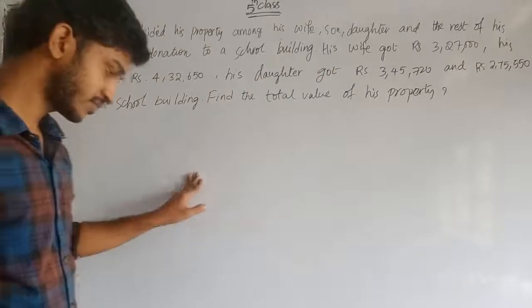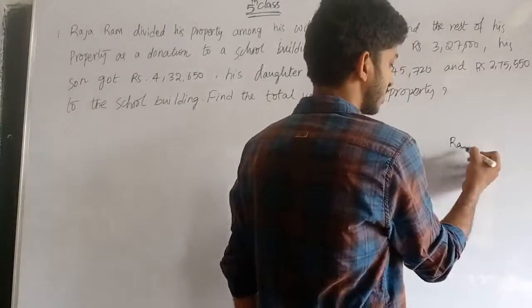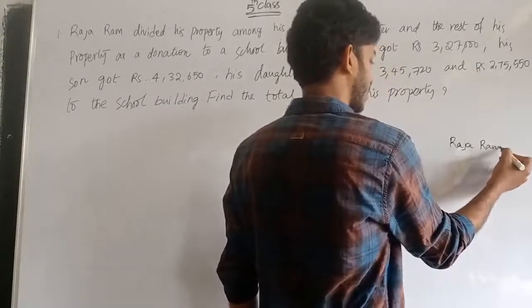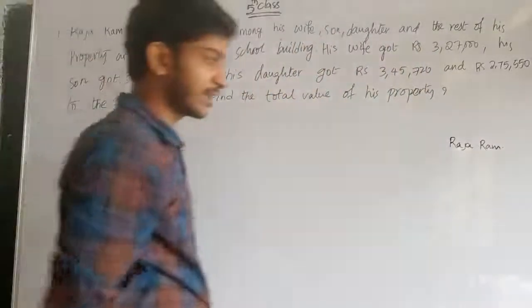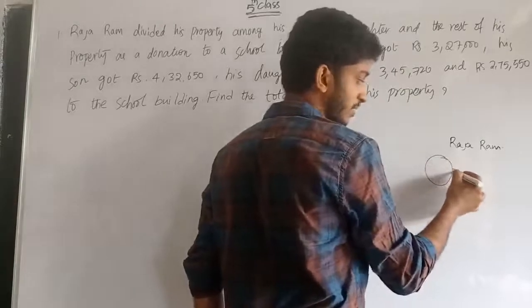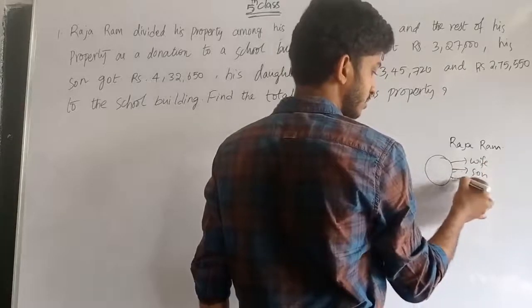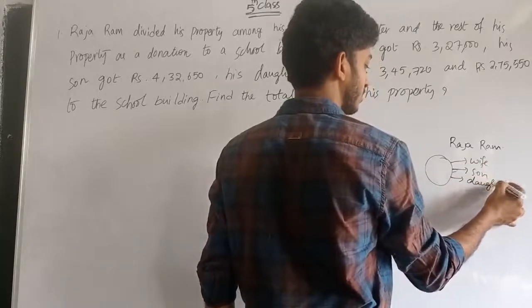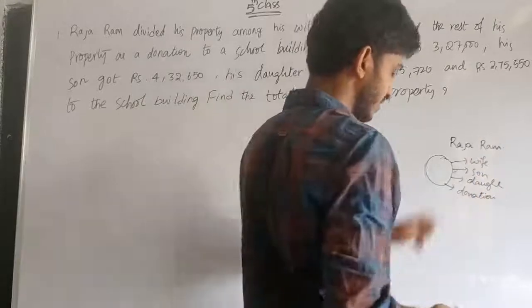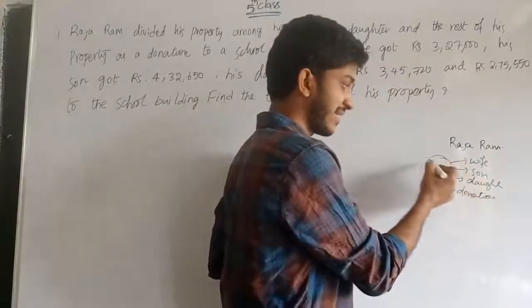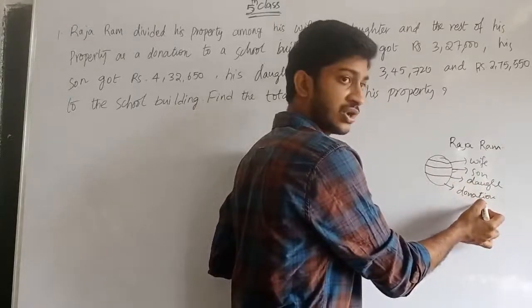So here a man is there and his name is Rajaram. He divided his total property to his wife, son, daughter, and also donation to school building. His total property is this: he divided his property into wife, son, daughter, and the remaining is donation to school building.